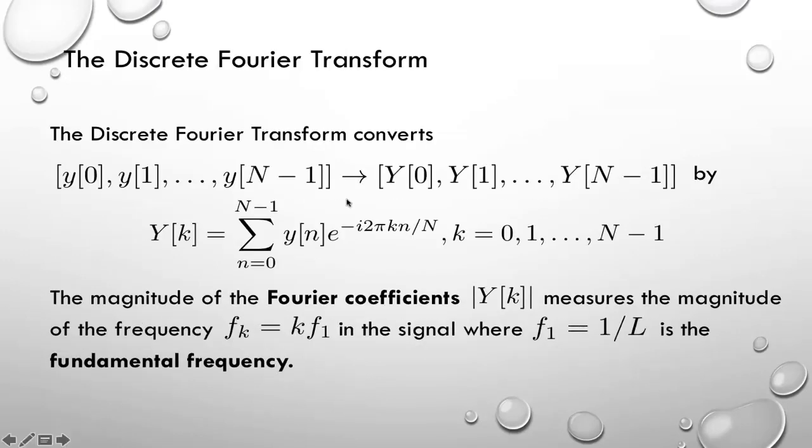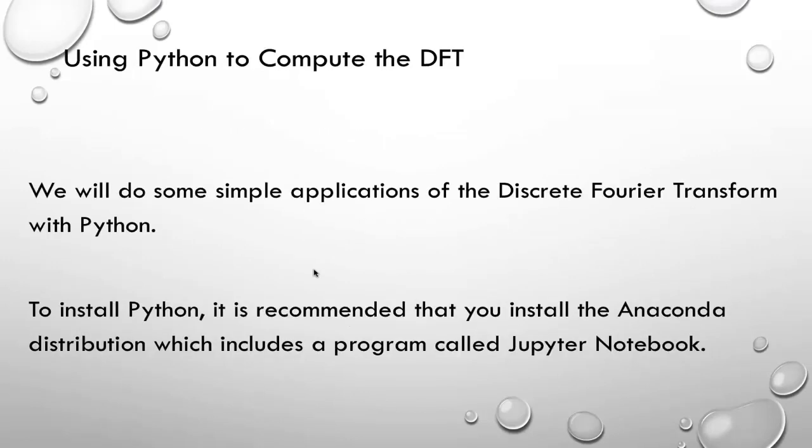So again, if this is complicated, we're going to spend the whole series talking about the math behind this, as well as some intuition and a very geometric way of seeing why this amazing thing works. Okay, so now we're going to do some simple applications with it using Python. If you haven't installed Python, it's recommended that you install something called the Anaconda distribution, which has a program called the Jupyter Notebook, and we use Jupyter Notebook throughout this series.